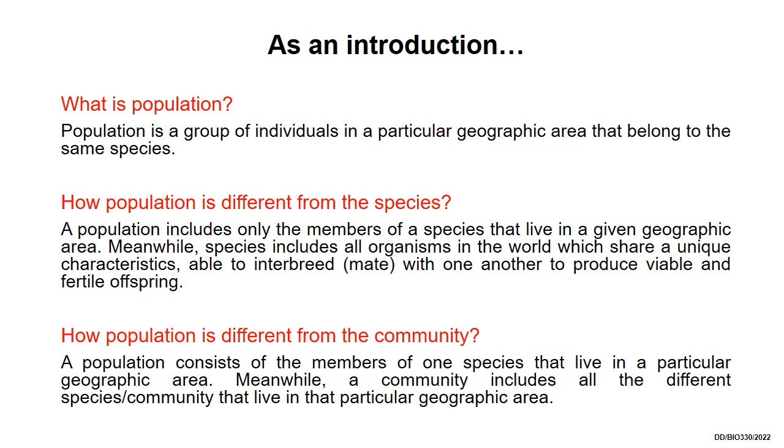How about population and community? A population consists of the members of one species only that live in a particular geographic area. In contrast, a community includes all the different species that live in that particular geographic area. So that is the main difference between population and community.